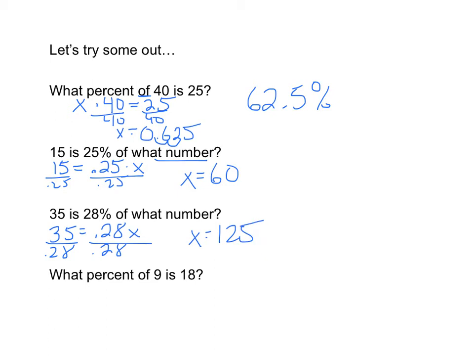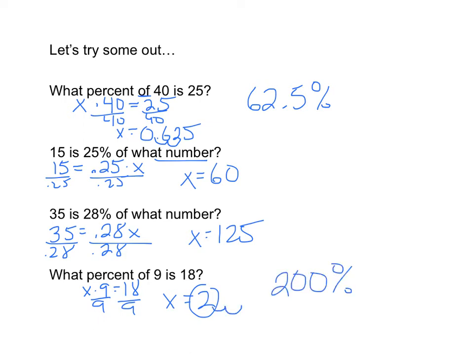Here, what percent of 9? So x times 9 equals 18. Because we're multiplying, we're going to go ahead and divide both sides by 9. X is equal to 2. Now in this one, it doesn't become 2%. Remember, this is the decimal form. So we still have to move our decimal point over 2 spots. So our actual answer would be 200%.